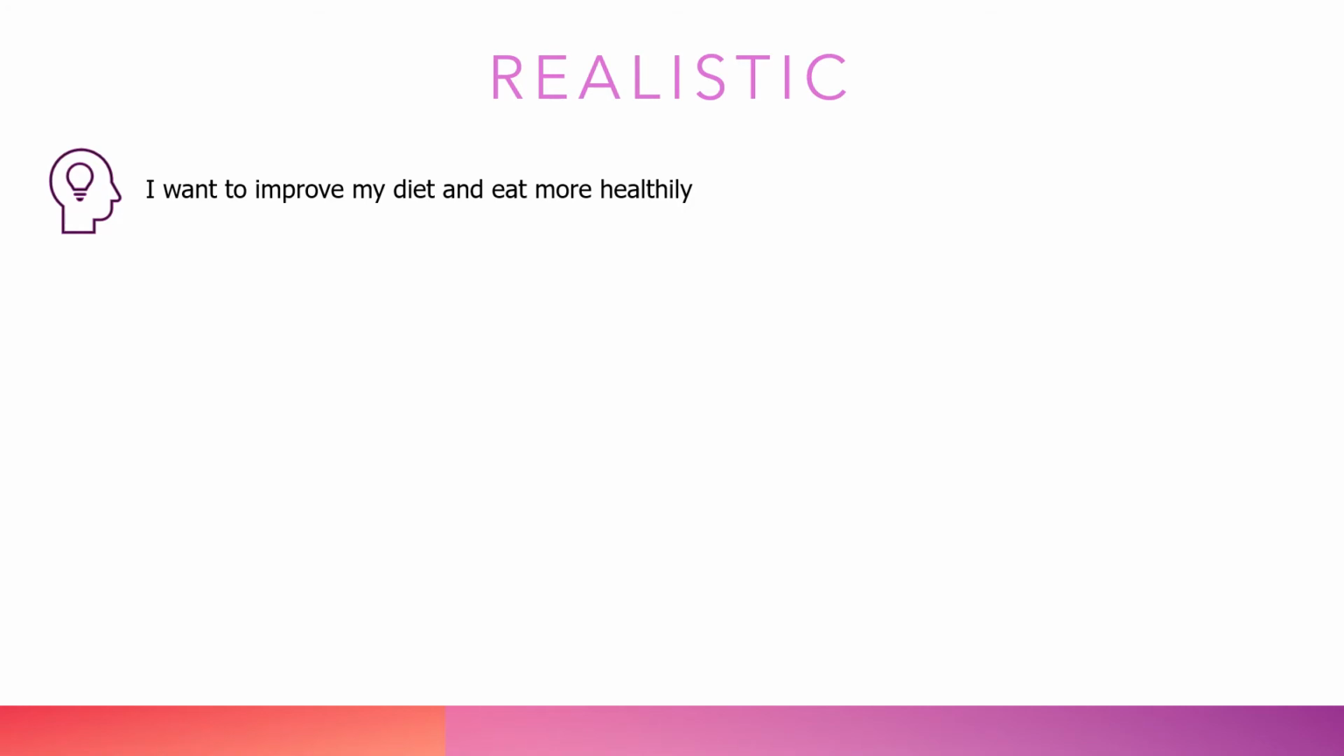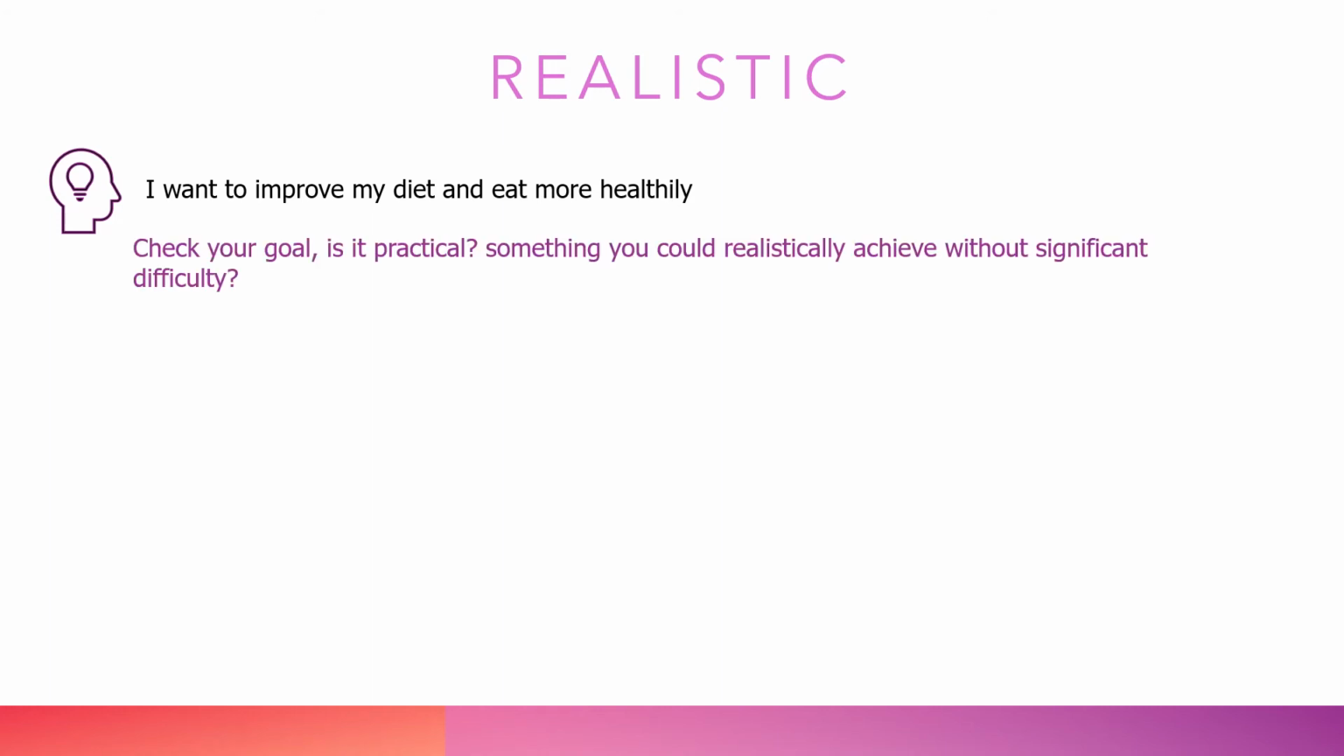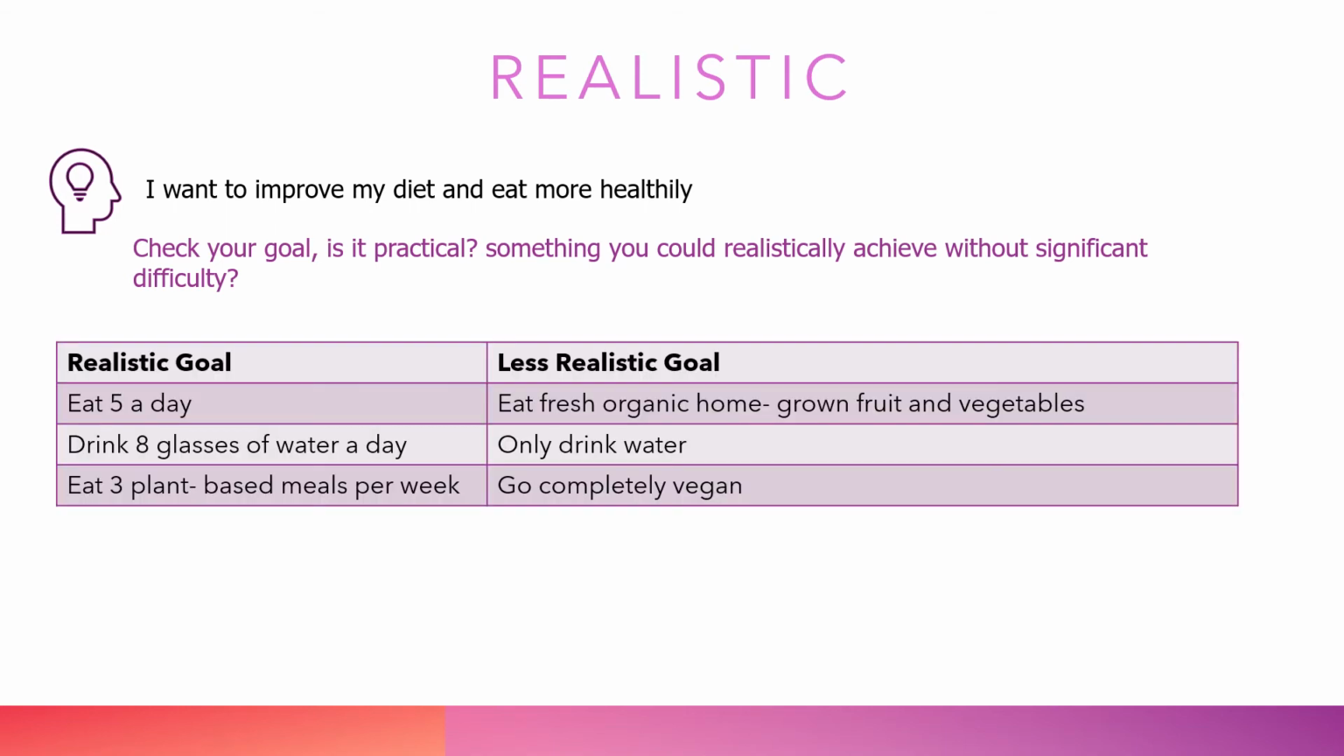Leading on quite nicely from that last slide, we're going to explore what it means to have a realistic goal. So again, we've got our example: I want to improve my diet and eat more healthily. And we're going to check our goal. Is this something that is practical for us? Does it have pitfalls? Does it have things that might make it unachievable for us? Can we realistically do this without upheaving our entire life, without rearranging the furniture completely? So let's have a look.